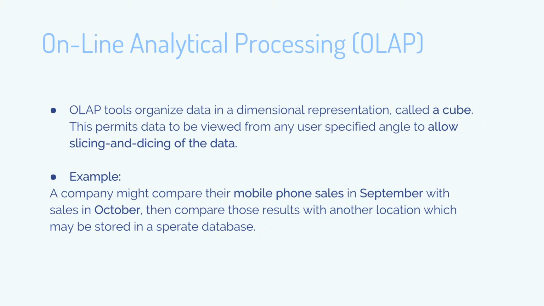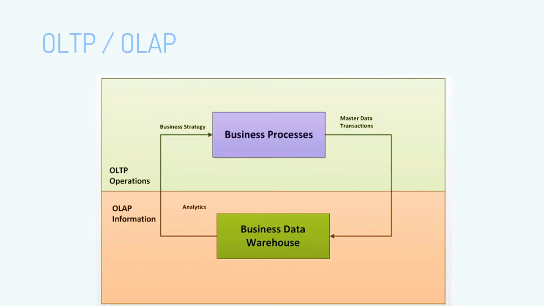Here you can see we have one nice example. For example, a mobile phone sales company needs to know the September and October sales results, which can be easily taken from the database. This is the way we can use OLAP.